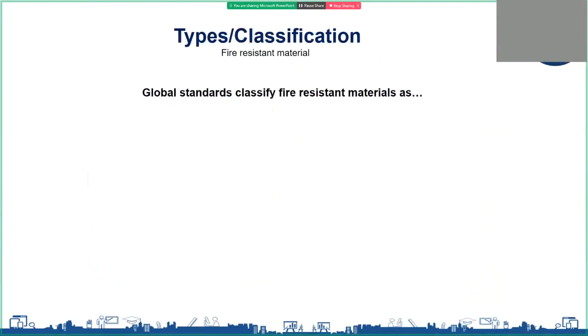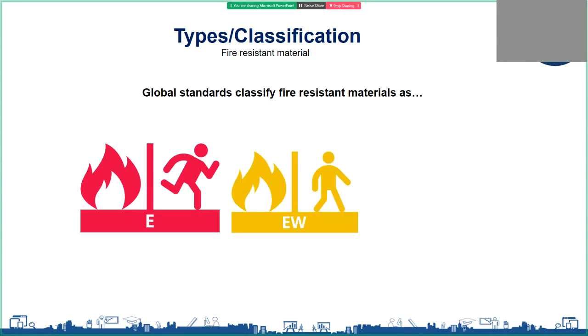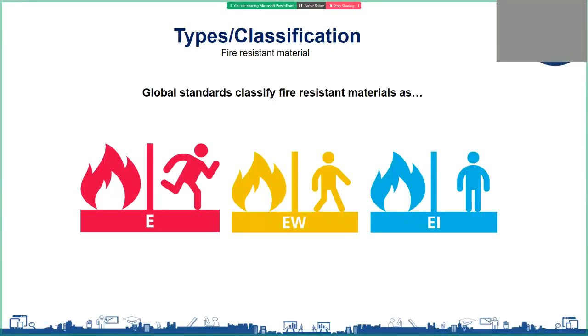Now coming to the classification, the global standard classifies any fire-rated material into three types. These are integrity E, integrity and radiation control EW, and integrity and insulation EI. So these are the three classifications by which all fire-rated materials are categorized. Now, just a brief overview of what these three classifications mean.